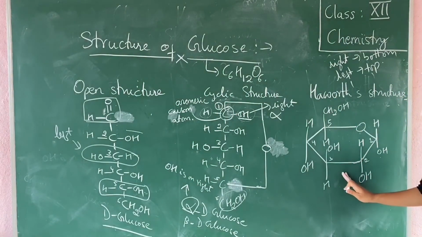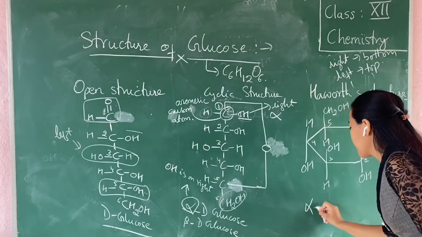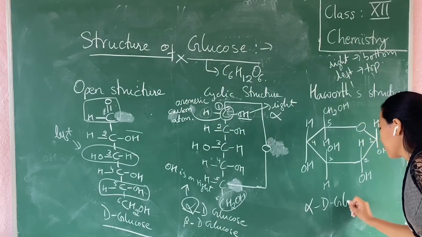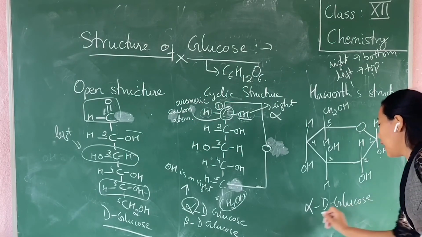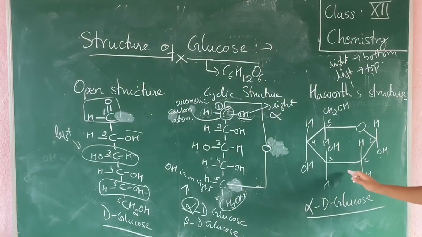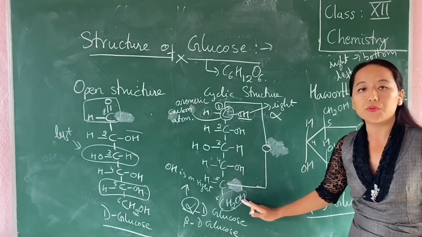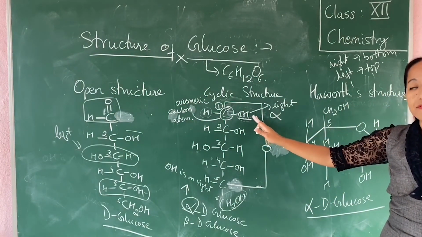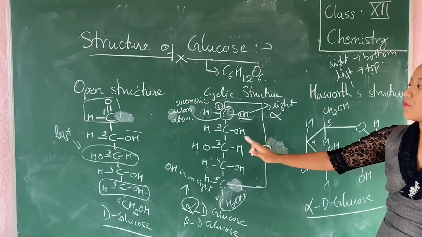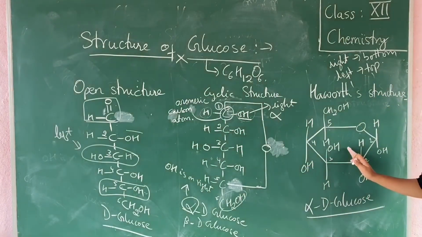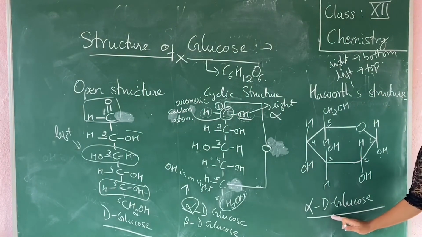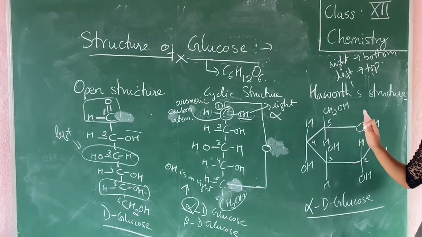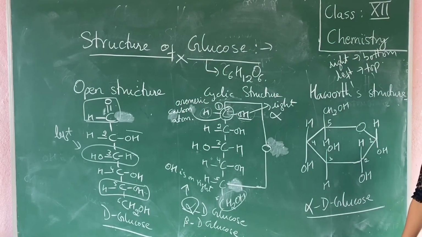Now this is again alpha D glucose, because this is derived from alpha D glucose of cyclic structure. The OH is on the right hand side, therefore it is alpha D glucose. From this we have derived this structure, therefore this is also an alpha D glucose. Haworth's alpha D glucose structure. So this is about the structure of alpha D glucose.